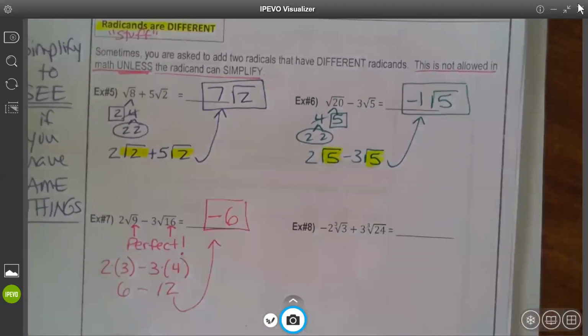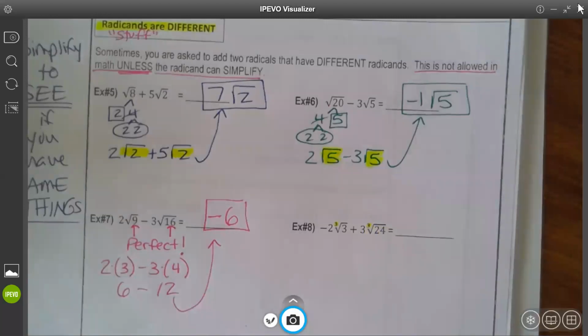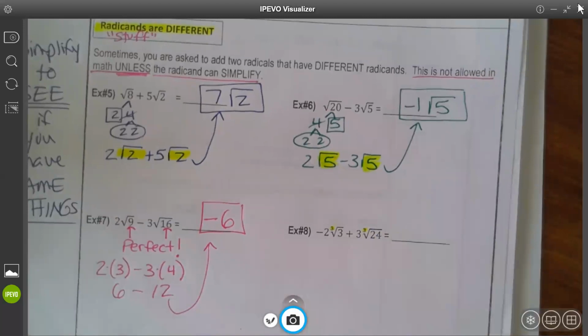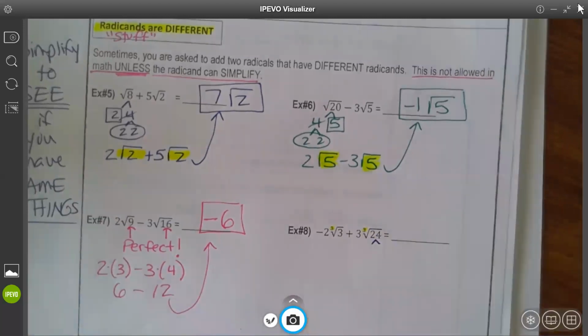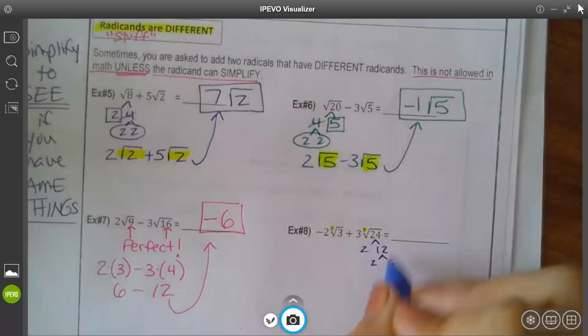All right, last one, I believe, yes, last one for adding. So on this one, I have a cube root and a cube root. So the roots are the same, the stuff is just not the same. So 3 is the prime number. That one's already simplified, but 24, I bet I can do a better job with 24. Let's see, 24 is 2 times 12. 12 is 2 times 6. 6 is 2 times 3.